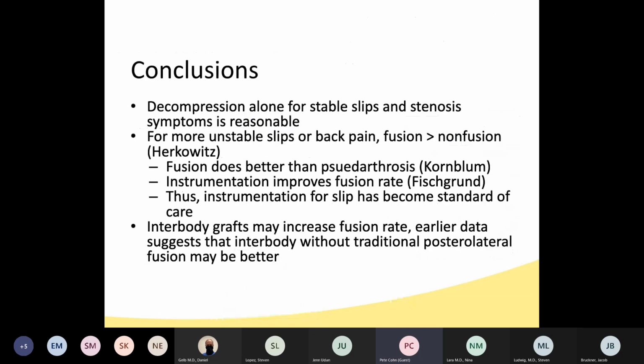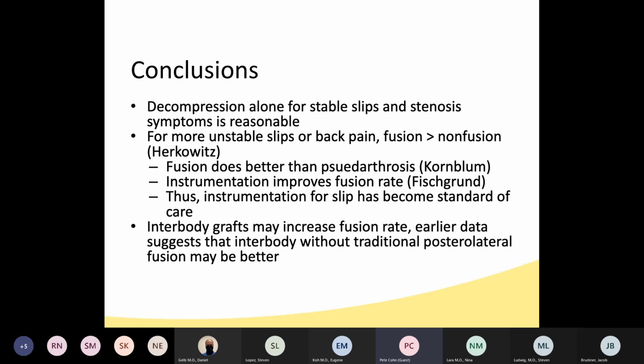So, conclusions for this degenerative portion of the talk: decompression alone for quote-unquote stable slips or spondylolisthesis without dynamic instability, maybe less than 3 millimeters, or however you want to quantify it. But decompression alone for a more stable slip and stenosis is a reasonable option.